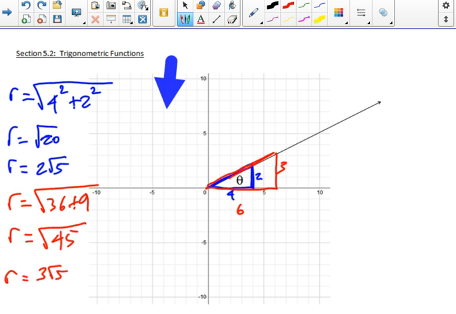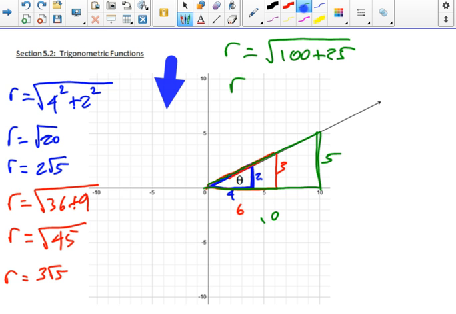Now, okay, whatever, right? So they're getting bigger. Big deal. Give me one more to make, and then I'll drive my point home. So one more, we'll go out to here, the green one. We'll go over 10 and up 5. I'm sure you see the pattern, but if we find the r for that value, it's going to be the square root of 100 plus 25, which is the square root of 125, and I believe that is going to be 5 times the square root of 5.